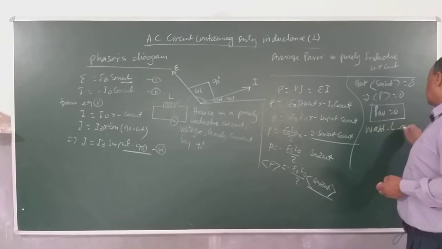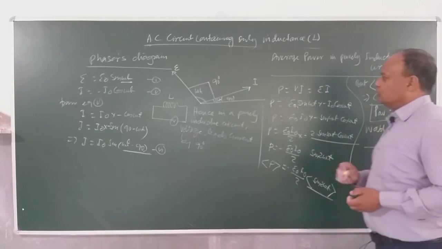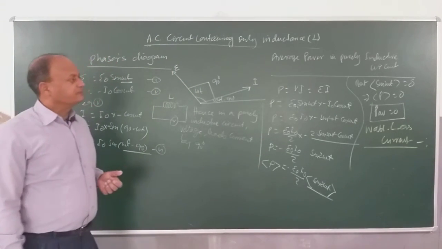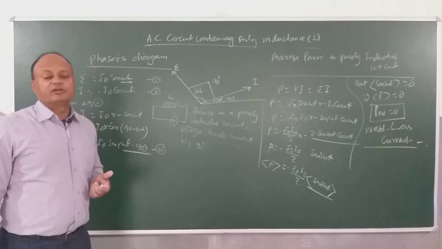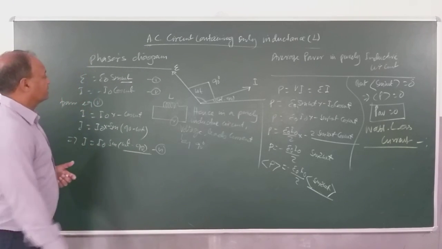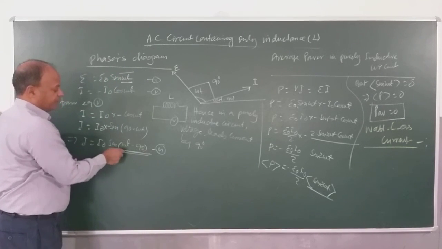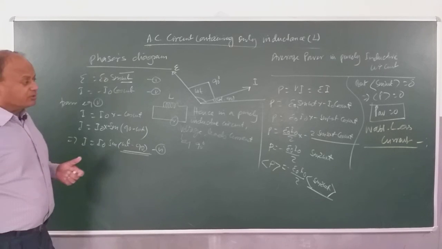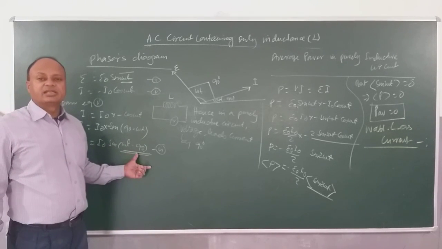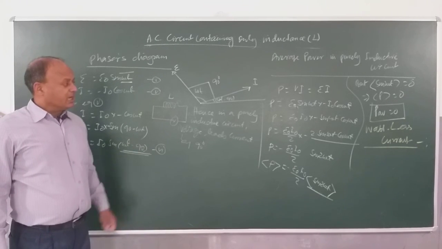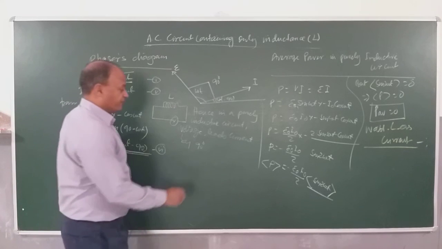wattless current. So what is wattless current, children? Wattless current is the current which maintains a phase difference of pi by 2 with respect to the applied voltage. You can see here the phase difference between applied voltage and current is how much you have? Pi by 2 or 90 degrees. So if the phase difference between applied voltage and current is 90 degrees, then the current is known as wattless current. Clear?